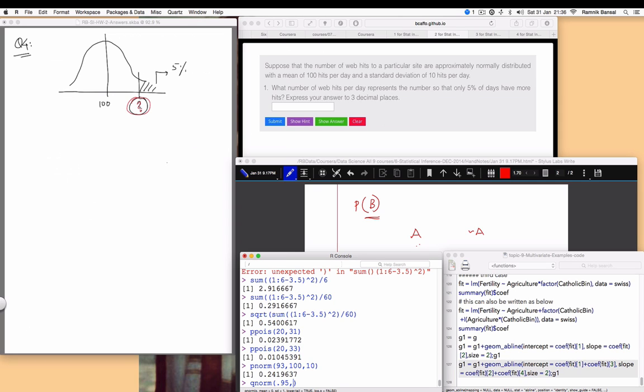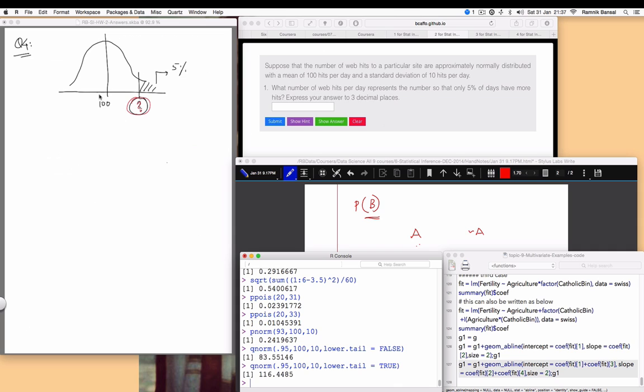0.95, mean is 100, standard deviation is 10, right? Lower dot tail is false or true? It's true in this particular case. Sorry, lower dot tail would be true, because from this side we end up adding the probability.